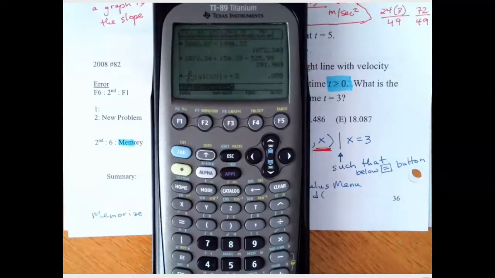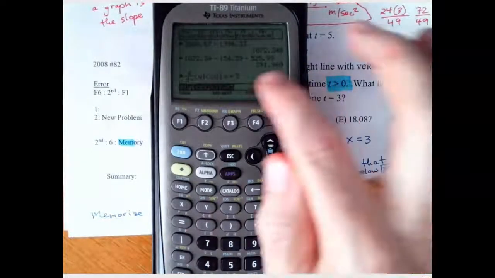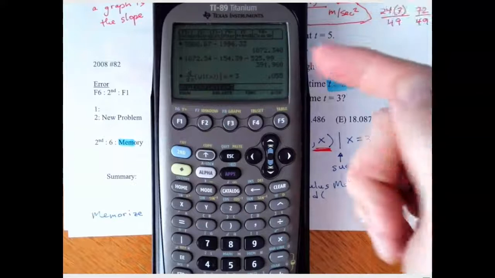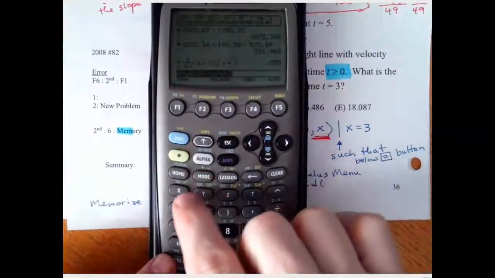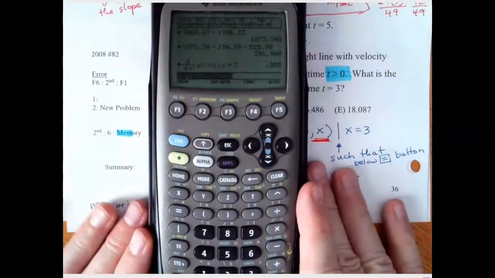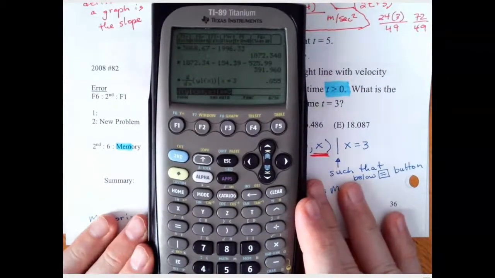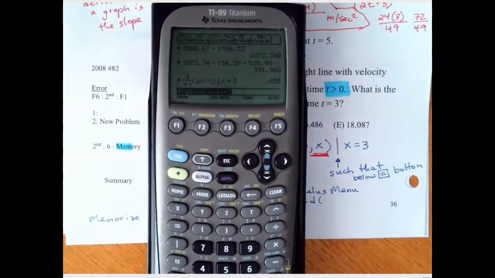We only want to use that rounding in the final answer. So if I was using this to do something else, then I would store it in alpha A. I would store that in A, and then I would use A when I needed it. So I think that pretty much covers what we need on this page.